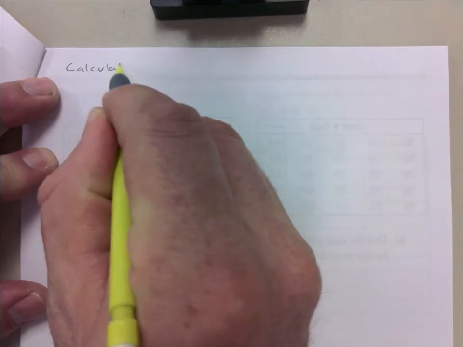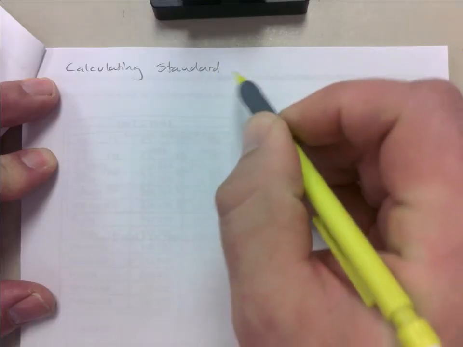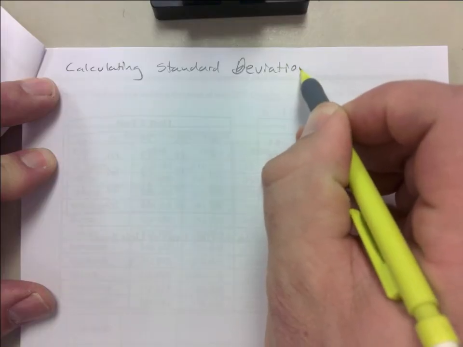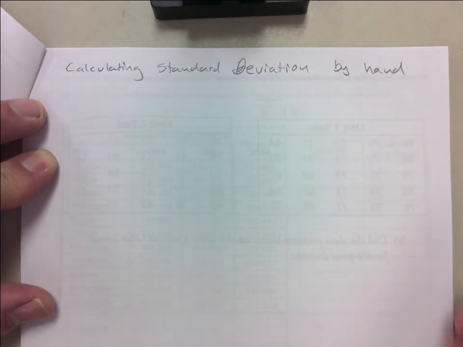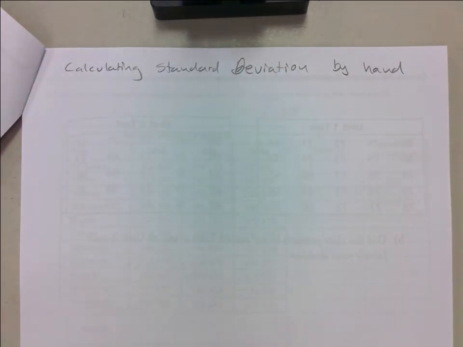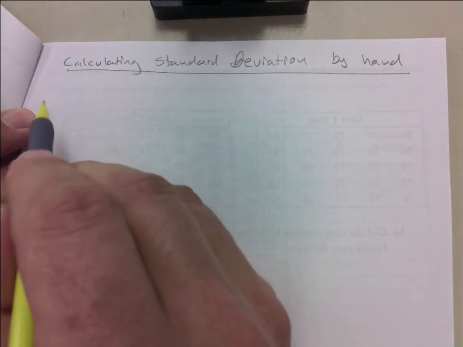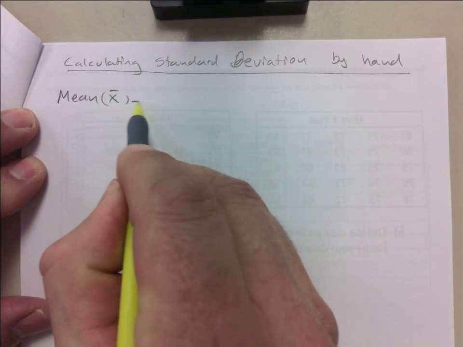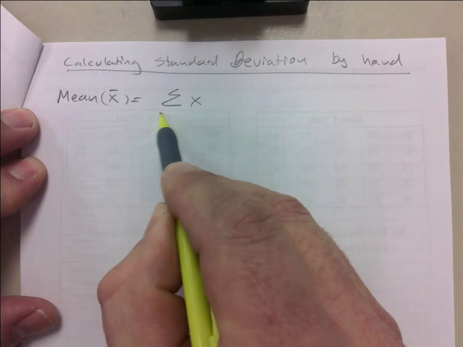So I will call this calculating standard deviation by hand. Okay? The formula for the mean is this. I don't know if you recall that. Sigma x divided by n.